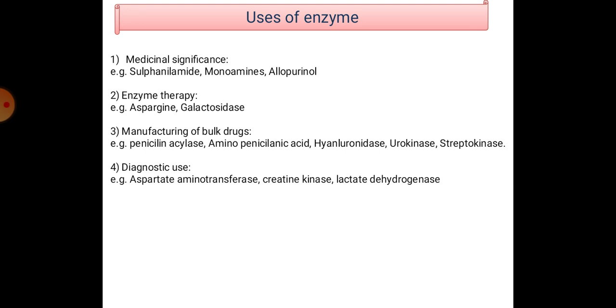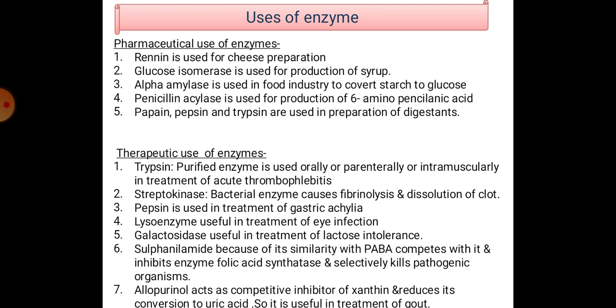Some diagnostic enzymes are lactate dehydrogenase, which is used for myocardial infarction diagnosis, and aspartate aminotransferase, which is used for hepatitis. Some other uses of enzymes are pharmaceutical uses. Renin is used for cheese preparation. Glucose isomerase is used for the production of syrup. Alpha amylase is used in the food industry to convert starch to glucose.